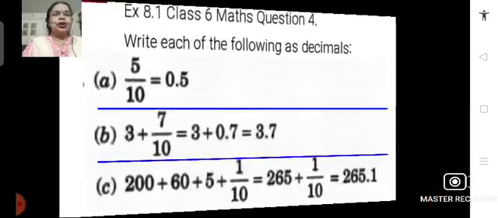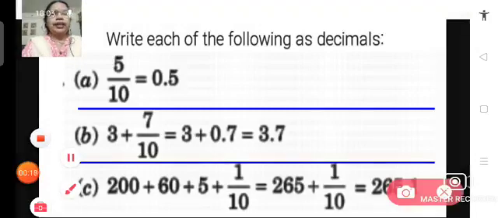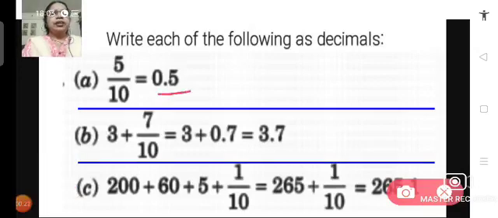Let's continue to solve the problems of exercise 8.1. Question number 4, exercise 8.1. Write each of the following as decimals. A, 5 upon 10. So children, 5 upon 10 is 5 tenths. It can be written as 0.5.